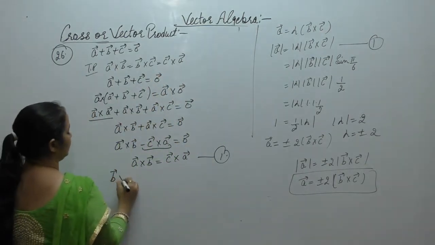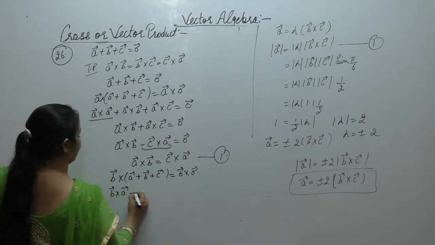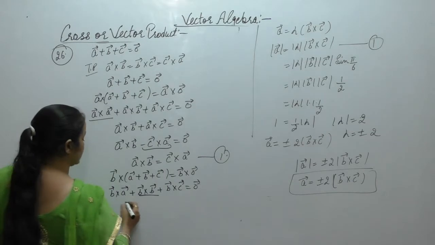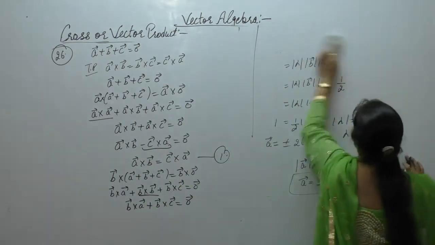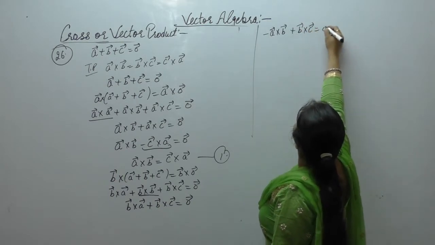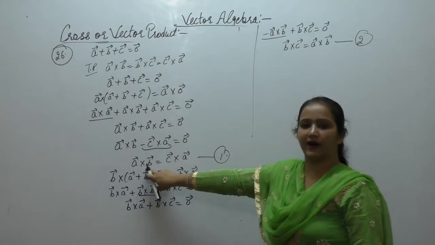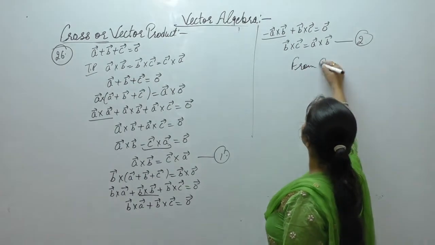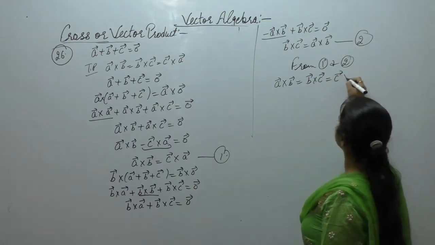Now take the cross product of this with B vector. B vector cross A plus B plus C gives B vector cross A vector plus B cross B plus B cross C. Now the cross product of the same terms is 0. So B cross A plus B cross C is 0 vector. Now we can write B cross A as negative of A cross B. When it goes on the right hand side, we get B vector cross C vector equals A cross B. Here we have found A cross B is equal to C cross A, and here A cross B is equal to B cross C. So from 1 and 2, what we get? A vector cross B vector is equal to B cross C is equal to C cross A.